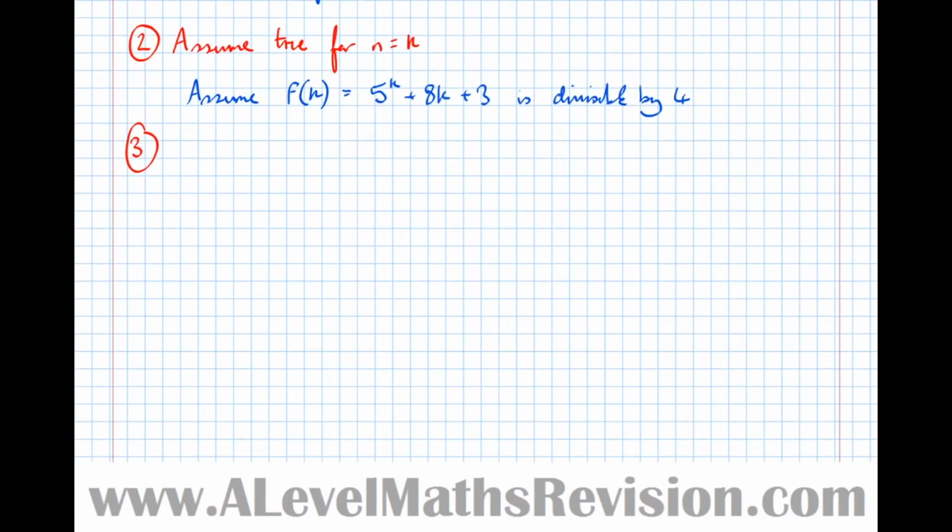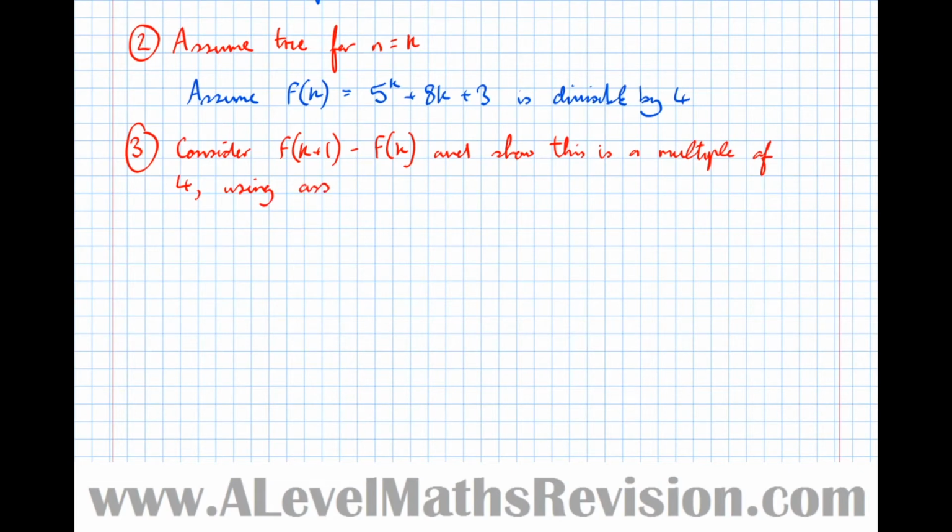So consider f of k plus 1, take f of k, and show this as a multiple of 4 using assumption. So what we're trying to do here, we've already assumed that f of k is divisible by 4. We assume that here.